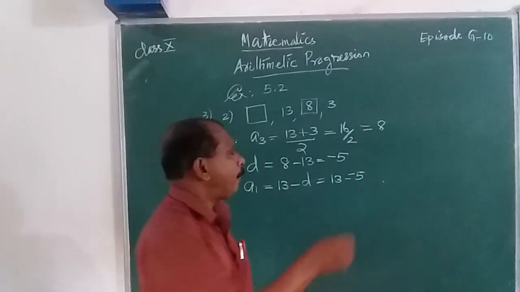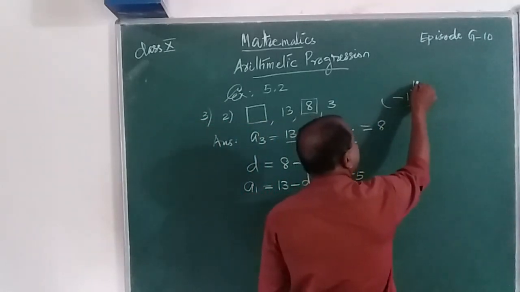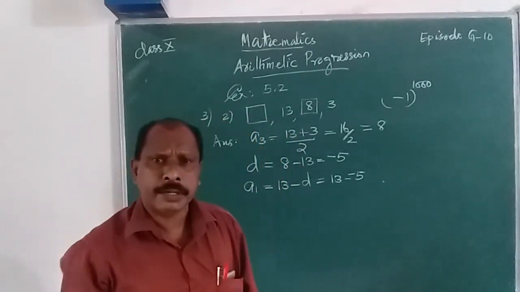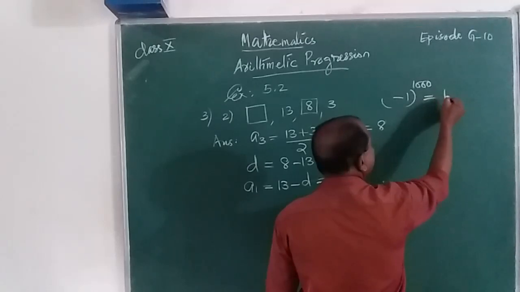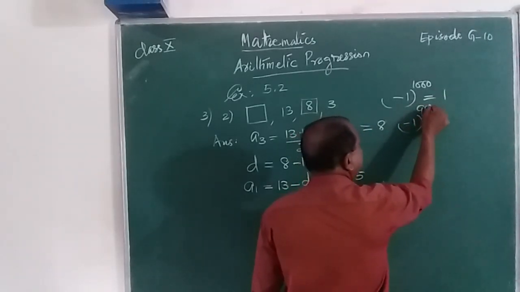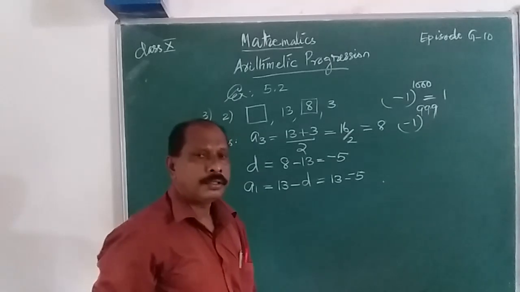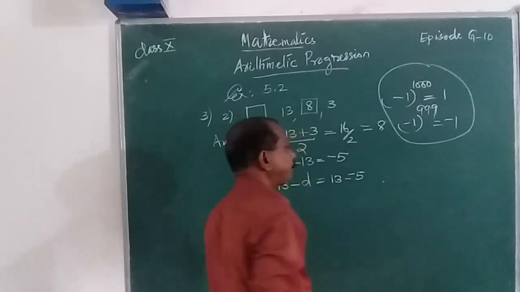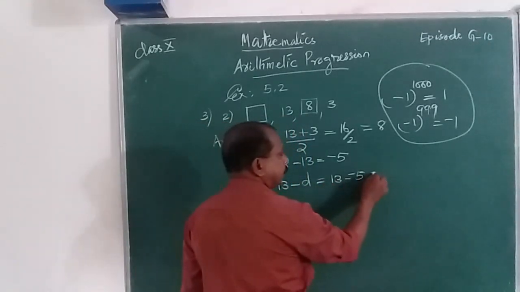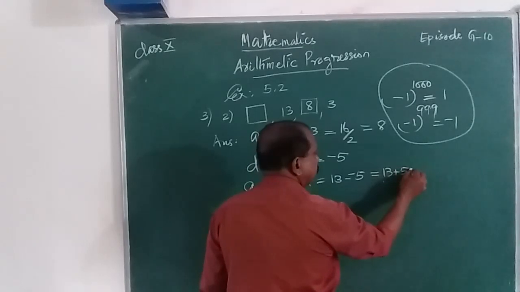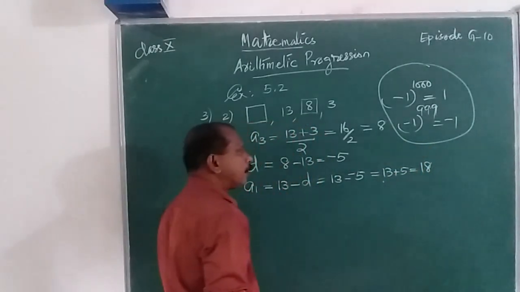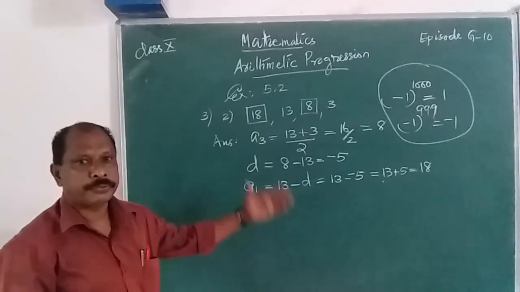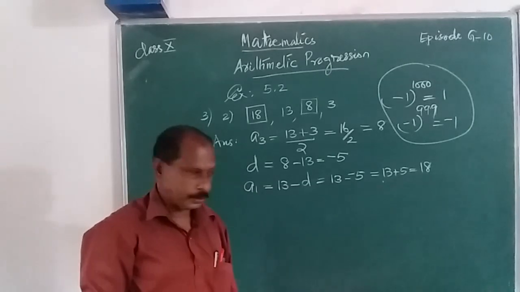For example, minus 1 raised to 1000. That means we multiply minus 1 a thousand times. 1000 is even, therefore the answer is always 1. Minus 1 raised to 999: 999 is odd, therefore it is always minus. This is the basic concept. Therefore, minus into minus is plus, so 13 plus 5 is equal to 18. These are the missing terms of that arithmetic progression.